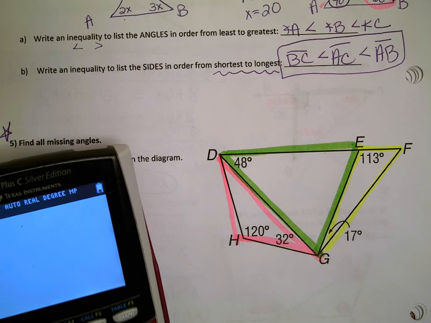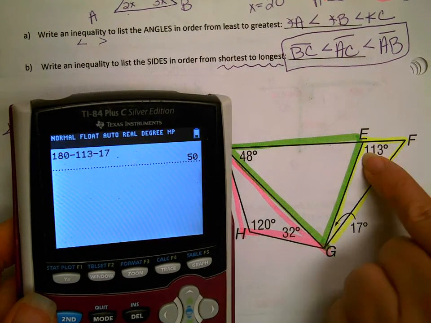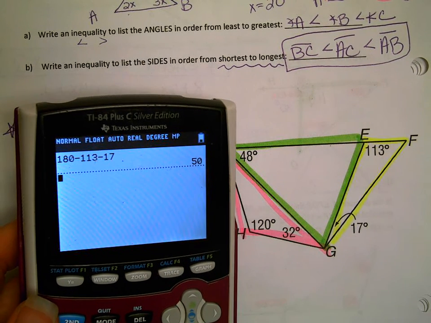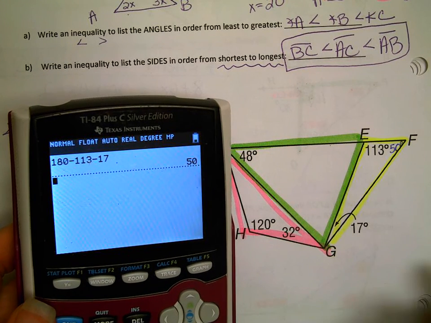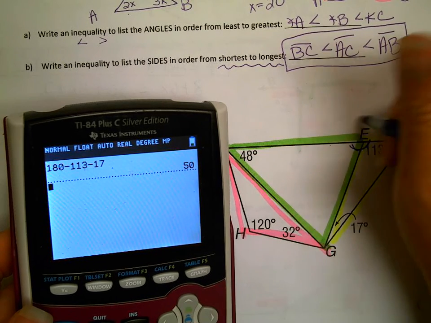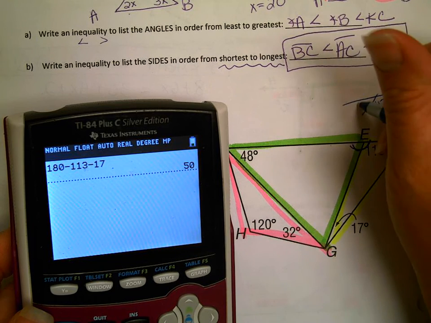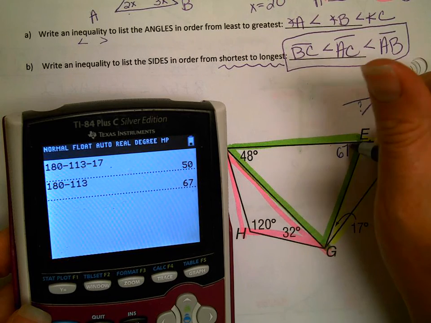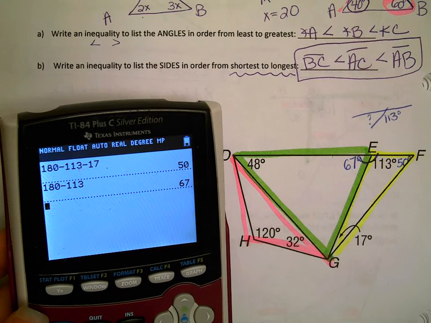So 180 minus 113 minus 17, I'm starting with the yellow triangle there. So if that angle is 113, this one's 17, and all three of those add to 180, then angle F must be 50 degrees, kind of hiding up in there. Well, if that's 113, the two angles at E, remember, are supplementary. So if I have a 113-degree angle here, the angle next door to that is 180 minus 113, gives us 67 degrees.